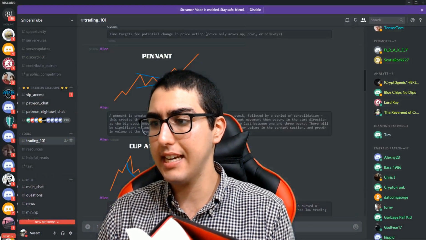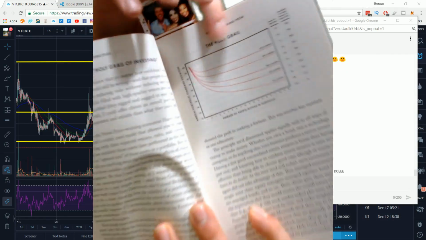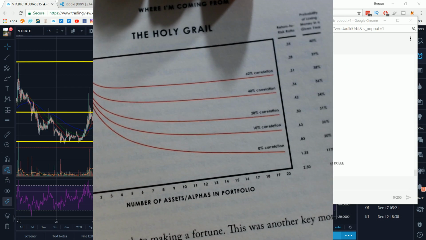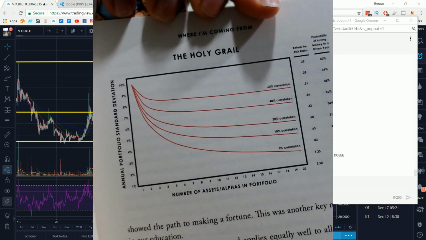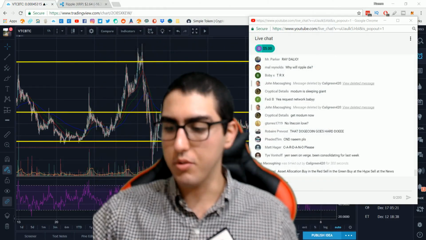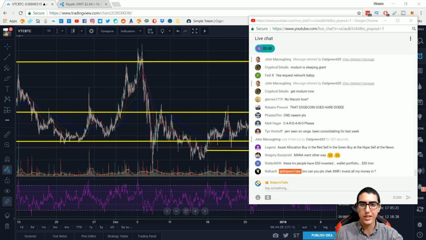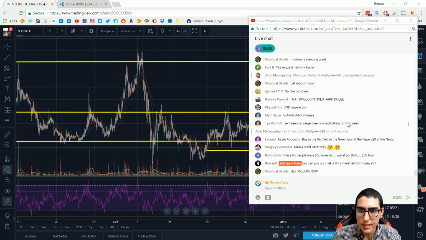So as you can see here, let me just pull this up for you. This right here is what happens when you properly allocate your assets. Risk goes down. So your goal is to get your risk to go down. So hopefully that helped out and assisted in some way, shape, or form.